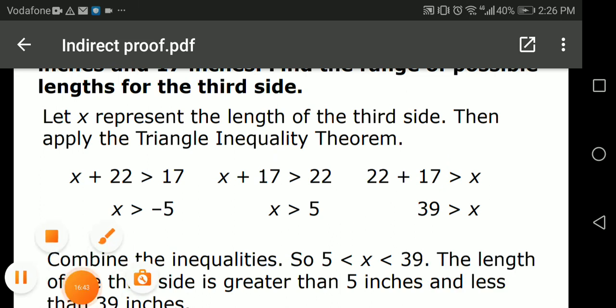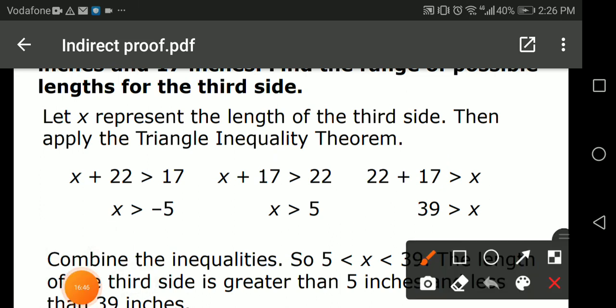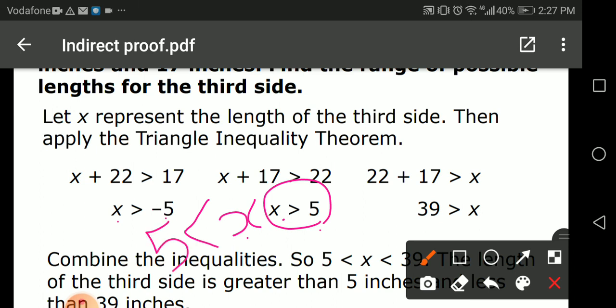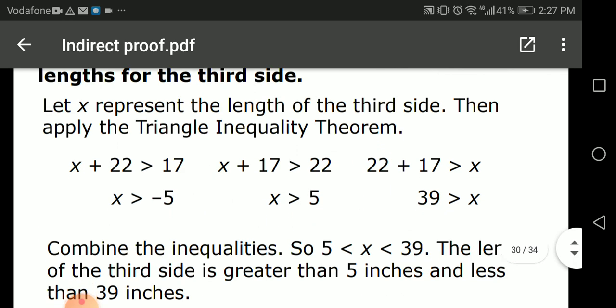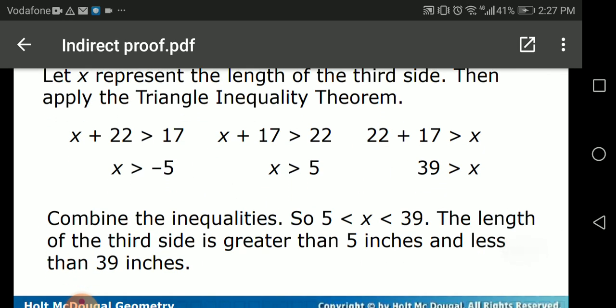Okay, guys, this means what? This is the most important thing. x is greater than 5 and less than 39. So this is the range of the inequality, as you see.